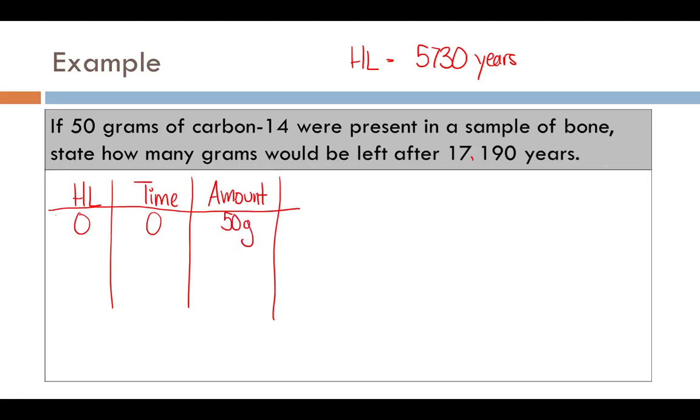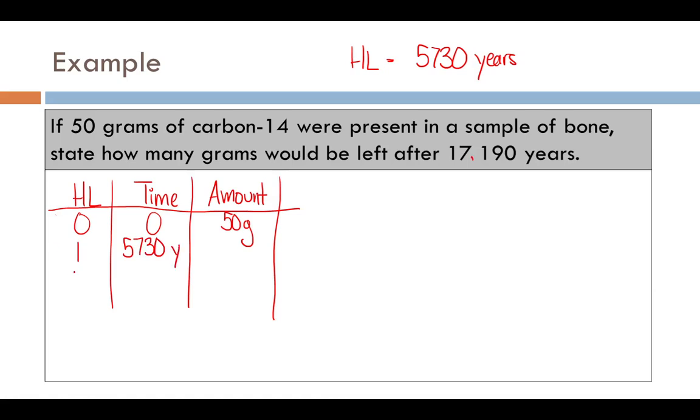Now, how do we know how much the amount is? Well, we have to solve the half-life and time columns first, and then we'll be able to solve for the amount. So we know that the final time, the time that we're interested in figuring out the amount, is 17,190 years. So let's go up to one half-life. One half-life is 5,730 years, so let's write that.